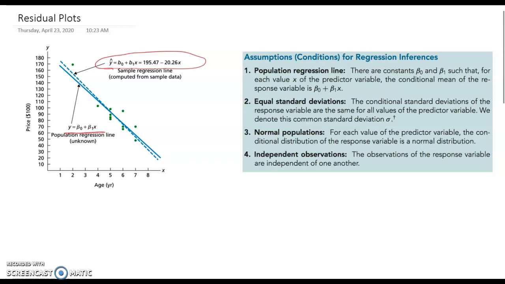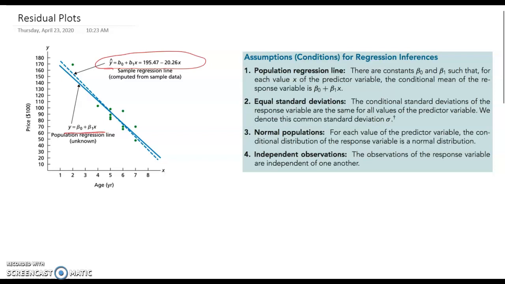But to use that sample regression line to make predictions or inferences about our population data in general, there's a couple assumptions we have to make, and we've gone through this every time we've worked with hypothesis testing in this course. So the assumptions we would need to make here are listed here.